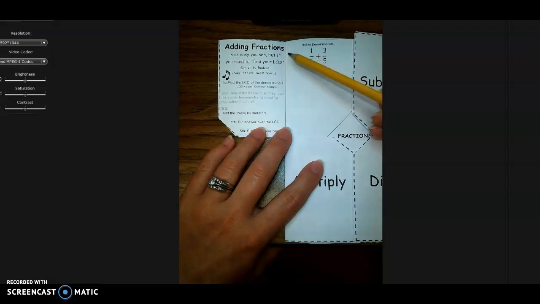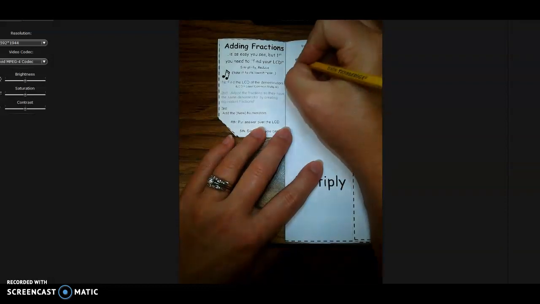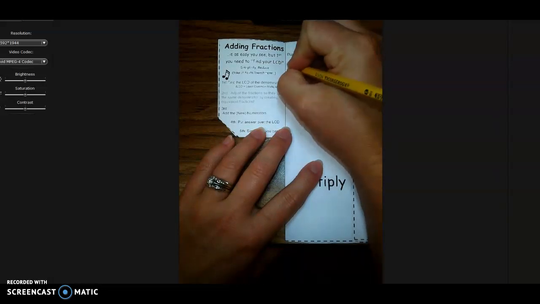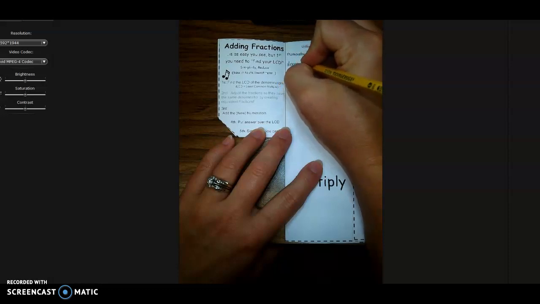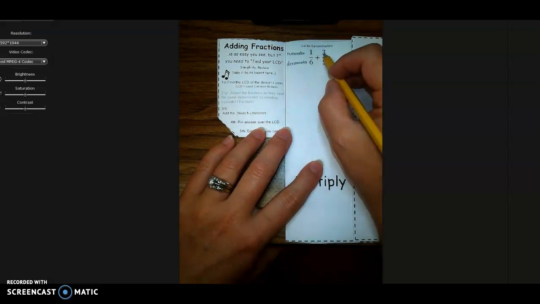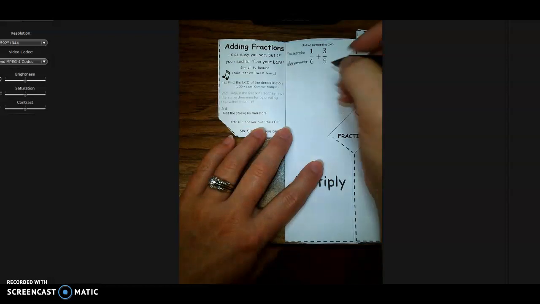home. But adding fractions, it says it's easy, you see, but first you need to find your LCD. Simplify, reduce, take it to its lowest term. So, in other words, we need a common denominator. So this, remember, is the numerator up top, and this is the denominator on the bottom. And in order to be able to add our numerators, we have to have the same denominator. Well, 6 and 5 are definitely not the same. So we know there's something we need to do there.